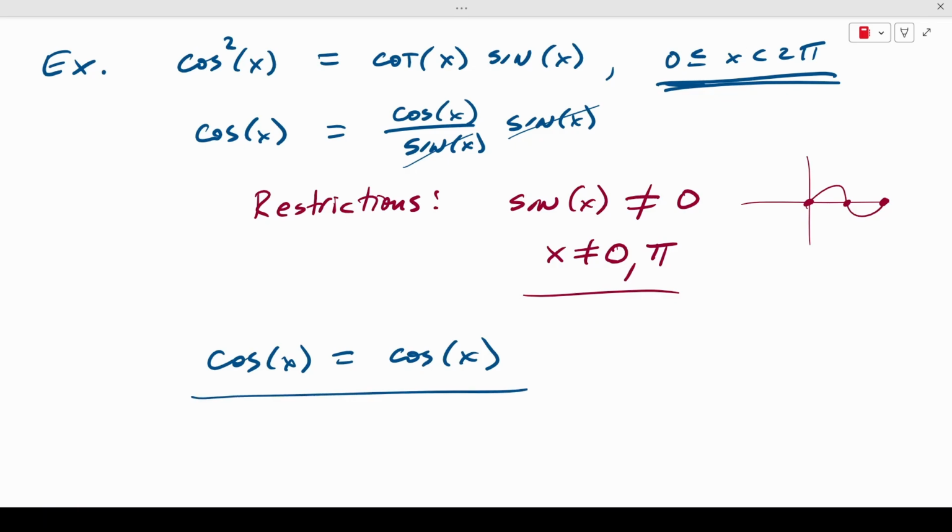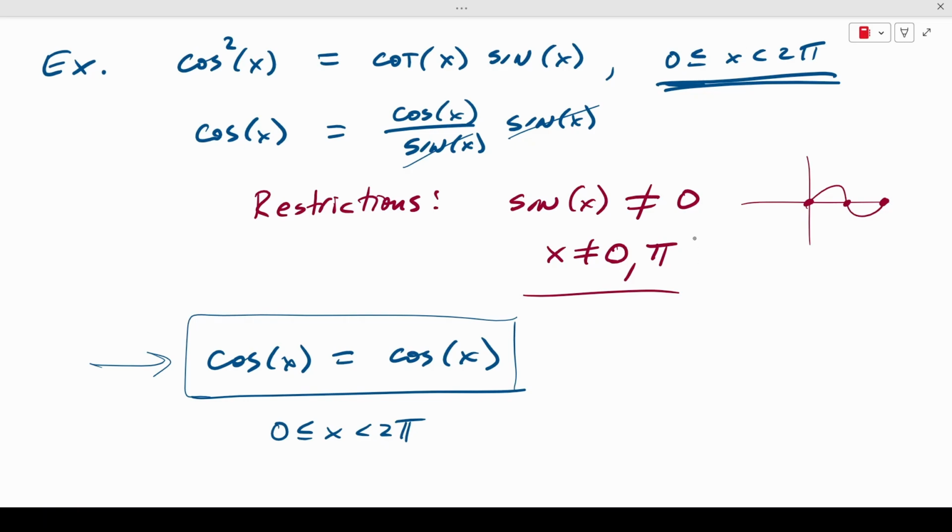It is always true. So if I look at this equation, just this one right here, I would say x is all real numbers. Or more precisely, because I have a domain that I'm supposed to work over, I would say x is all the values between 0 and 2 pi, including the 0 but not including the 2 pi, because that's what I'm given.